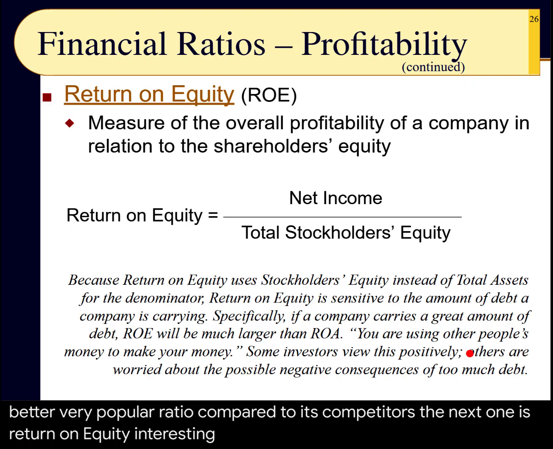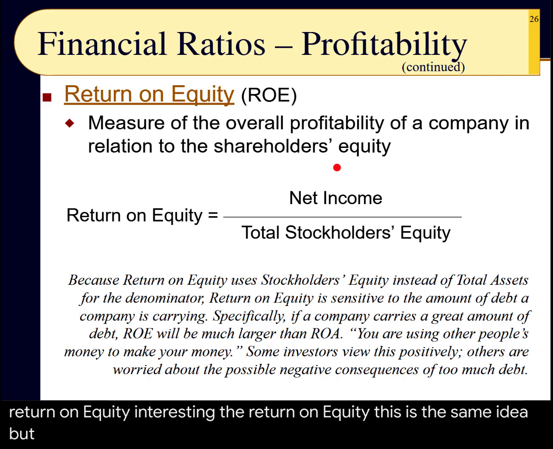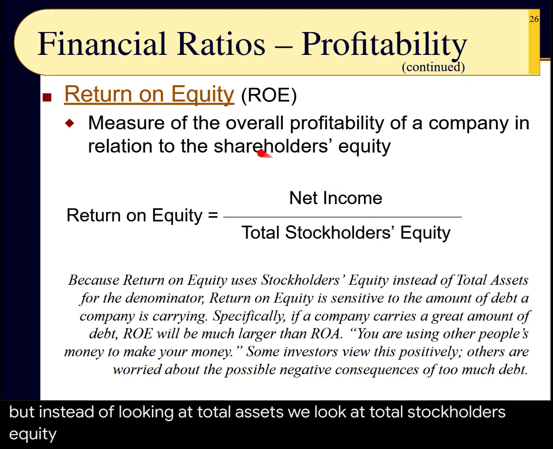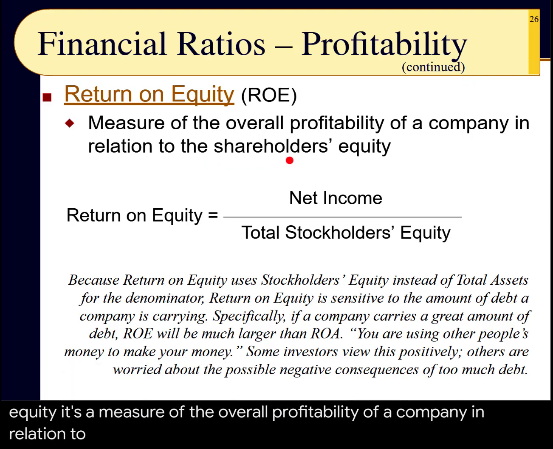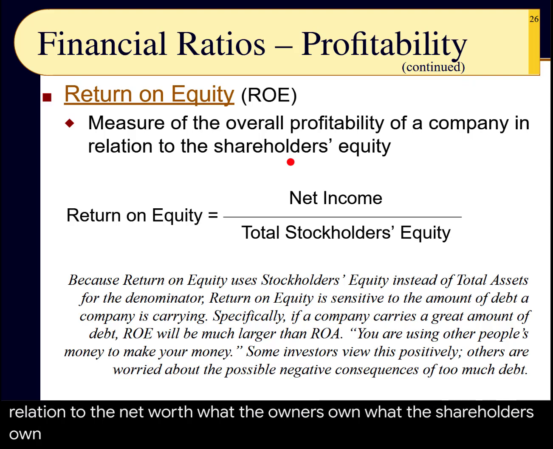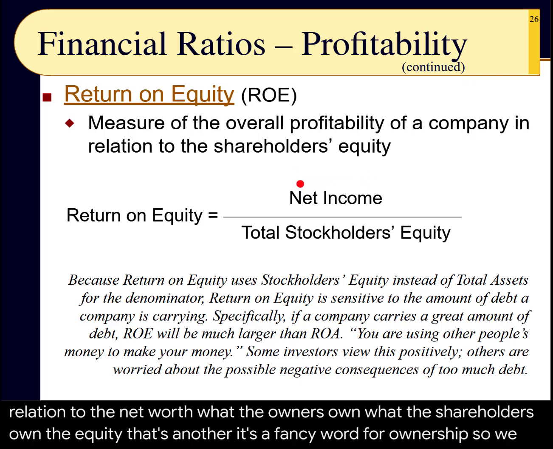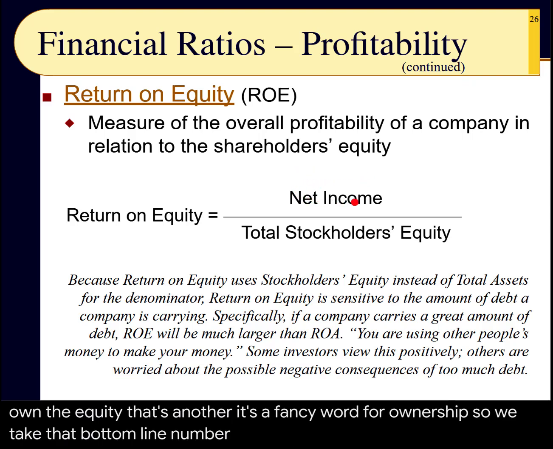Interesting. The return on equity. This is the same idea, but instead of looking at total assets, we look at total stockholders' equity. It's a measure of the overall profitability of a company in relation to the net worth, what the owners own, what the shareholders own, the equity. That's a fancy word for ownership. So we take that bottom line number and we divide it by the total stockholders' equity.